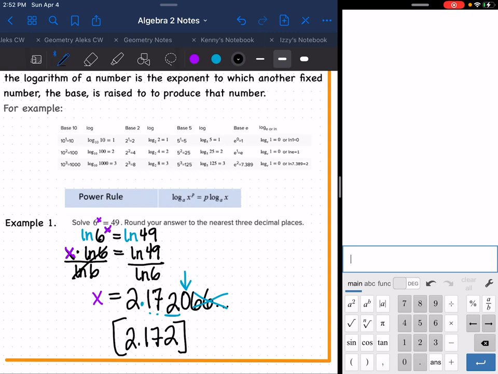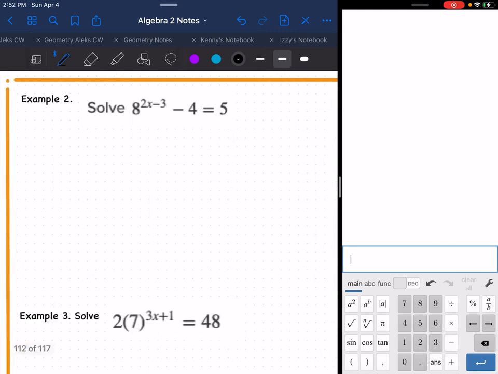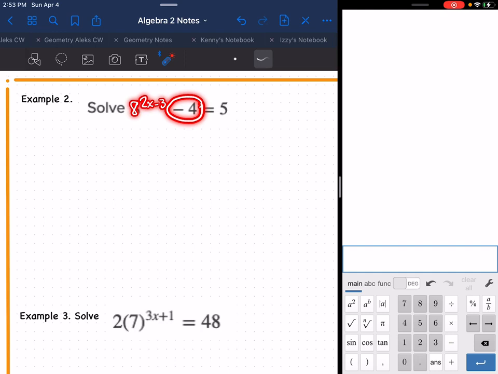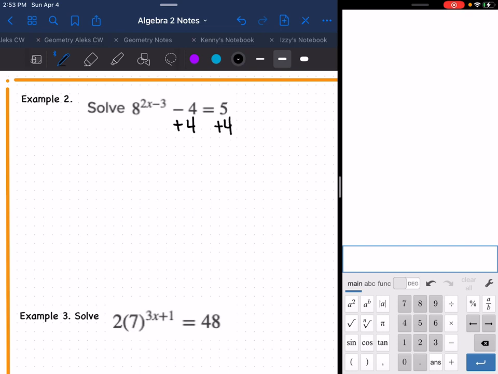Okay, let me go ahead and clear all of that and let's try another one. So notice here in example 2, I have a base to a power, but notice that this is hanging around after it. So the first thing I need to do is get this exponential part alone. So the first thing I'm going to do is add the 4 to the other side. I'm just simply following my rules of solving equations.